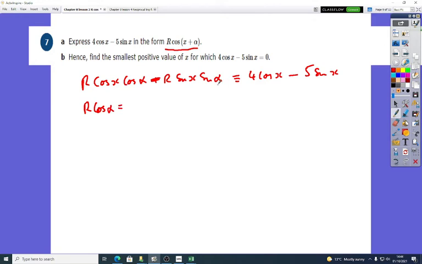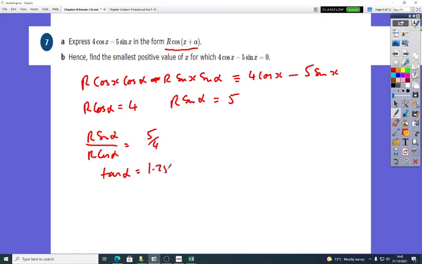Right, then you match these up, so the coses match up, so I get r cos alpha is equivalent to 4, and I've got these matching up, so I'll get r sine alpha equivalent to 5. What I can do is now I can just do that divided by that, so I'll get tan alpha would equal, well, actually I might as well write it out longhand just so that you know where it's coming from.